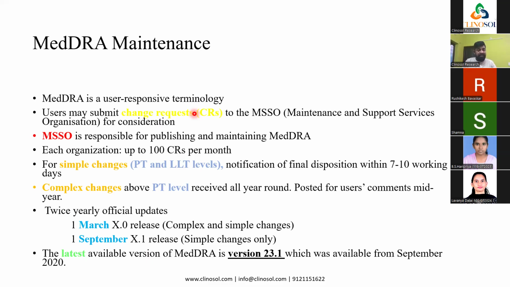Each organization has 100 change requests per month. Simple changes, which are PT and LLT level modifications, can be done in 7 to 10 working days. A complete change, at PT level, can be done anytime. There are two versions you will get. One is in March, which is the major version; complex and simple changes will be done in March. But in the September version, only the dot ones, which are simple changes only, are released.